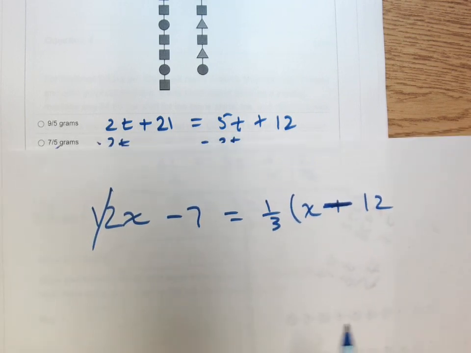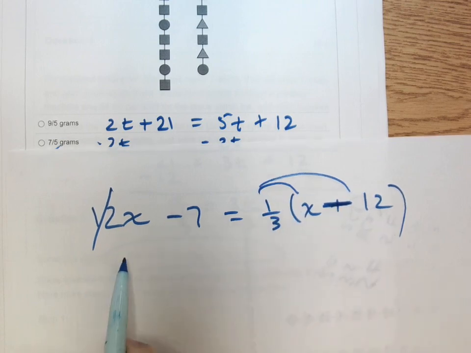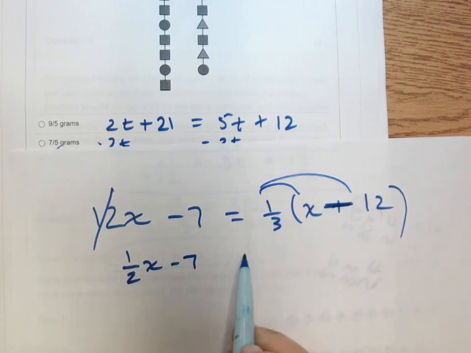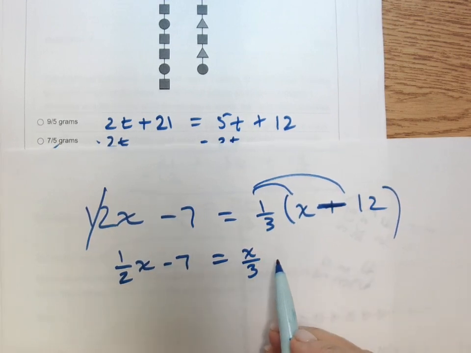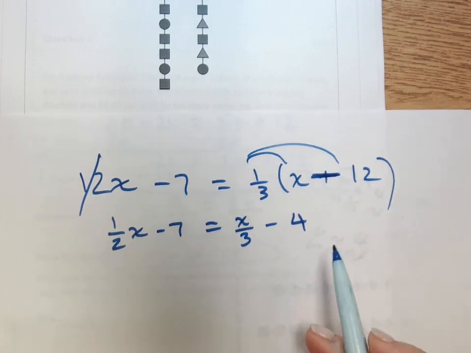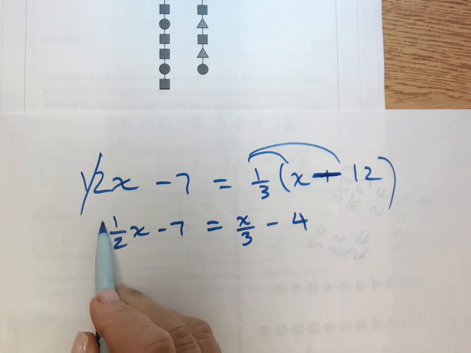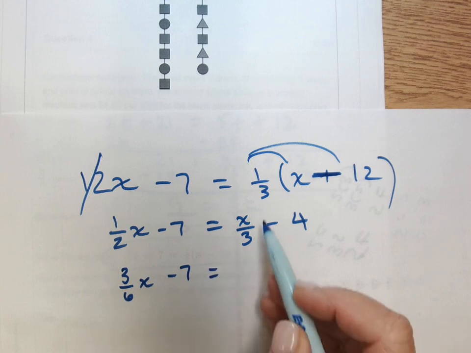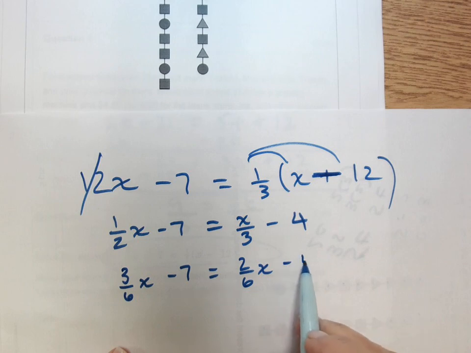Alright, so first thing I'm going to do is distribute this. So I've got 1/2 x minus 7 equals x divided by 3, which is 1/3 of x, minus 1/3 of 12, which is 4. So I'm going to make them have common denominators. Because I've got x's on both sides, my common denominator is going to be 6. So 3/6 of x minus 7 is the same as 2/6 of x minus 4.